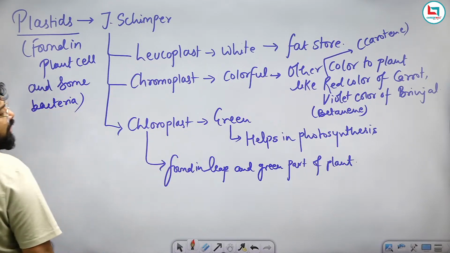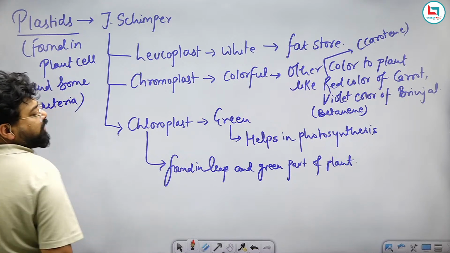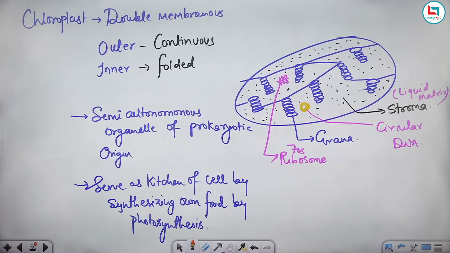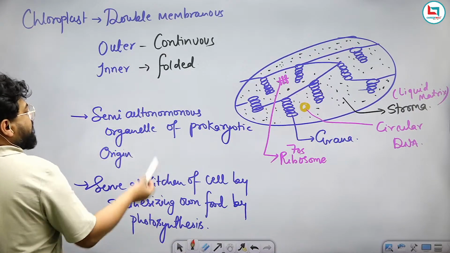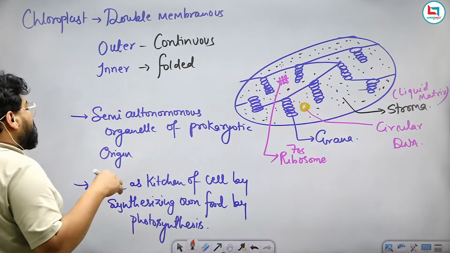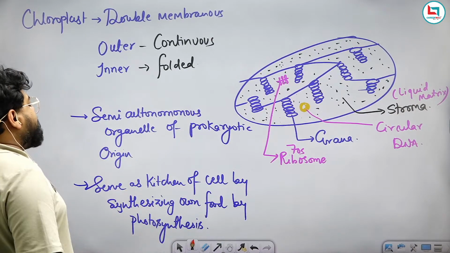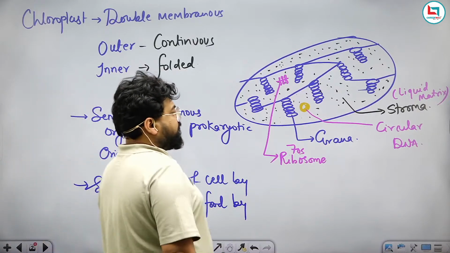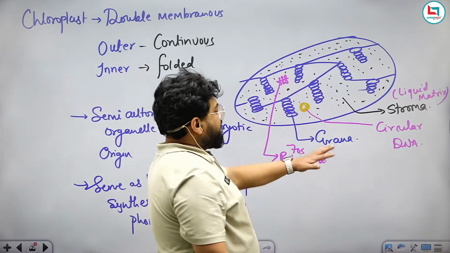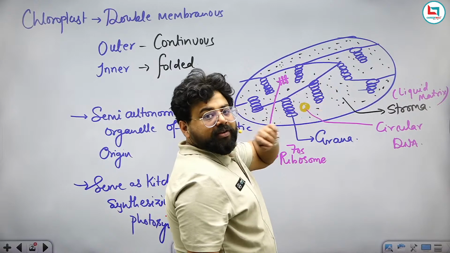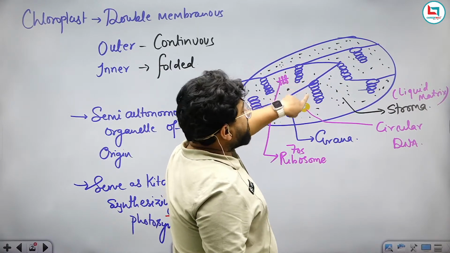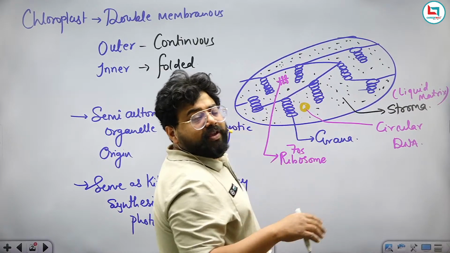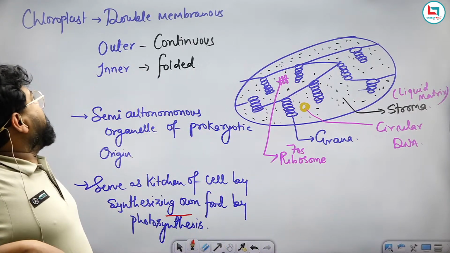Chloroplasts are green in color and help in photosynthesis. These are found in the leaf and green part of the plant. Chloroplasts are double membranous. Okay, its outer membrane is continuous while inner membrane is in the form of pores, and these are semi-autonomous organelles of prokaryotic origin. These serve as the kitchen of the cell by synthesizing their own food by the process of photosynthesis. These folds are said to be grana. This liquid matrix is said to be stroma, and it contains its own 70S ribosome and own circular DNA. That's why we call it a semi-autonomous organelle. So that is our chloroplast.